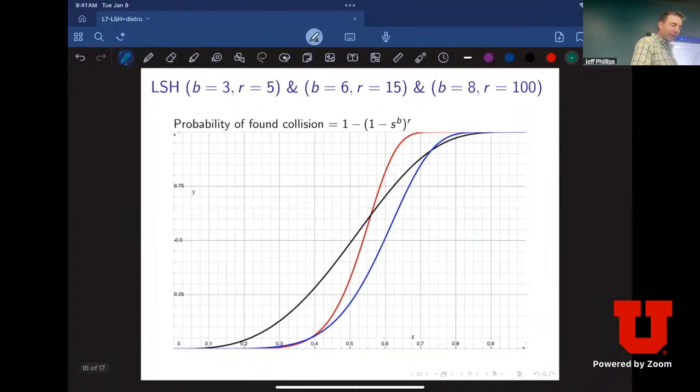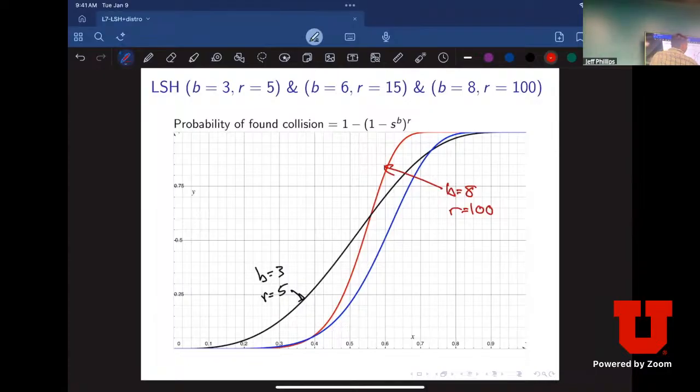And so here's a bunch of stuff together, right? You can see the black curve is with b equals 3 and r equals 5, right? So this was b equals 3, r equals 5, this one. And the red one is going to be b equals 8, r equals 100. And so it's much steeper. I'm getting a better differentiation.